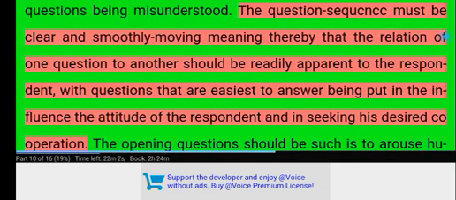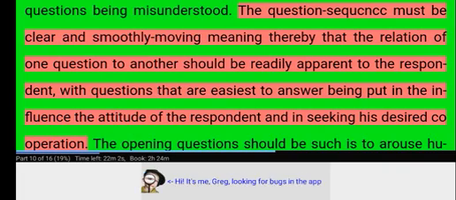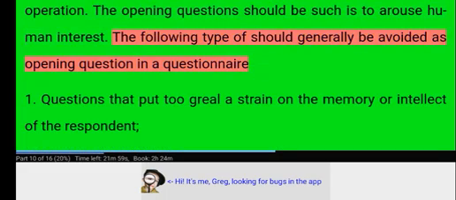The question sequence must be clear and smoothly moving, meaning thereby that the relation of one question to another should be readily apparent to the respondent, with questions that are easiest to answer being put first, to influence the attitude of the respondent and in seeking his desired cooperation. The opening questions should be such as to arouse human interest. The following types of questions should generally be avoided as opening questions in a questionnaire.